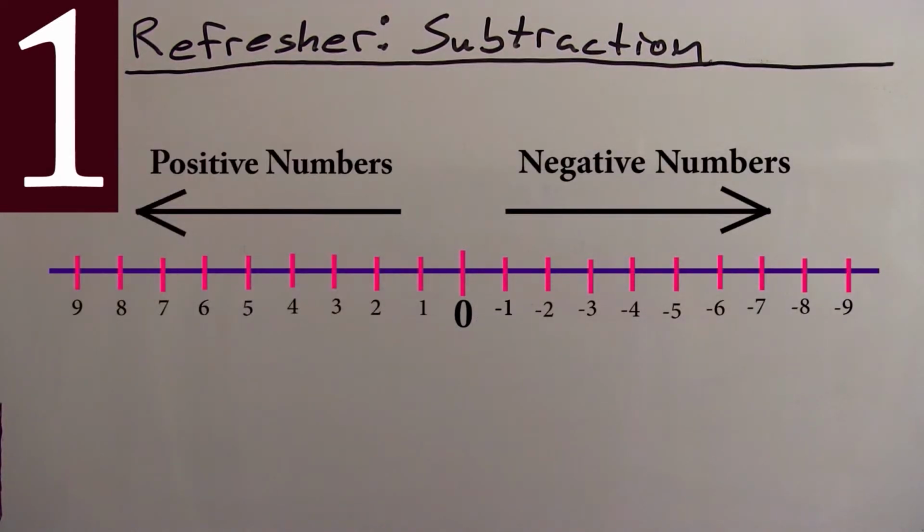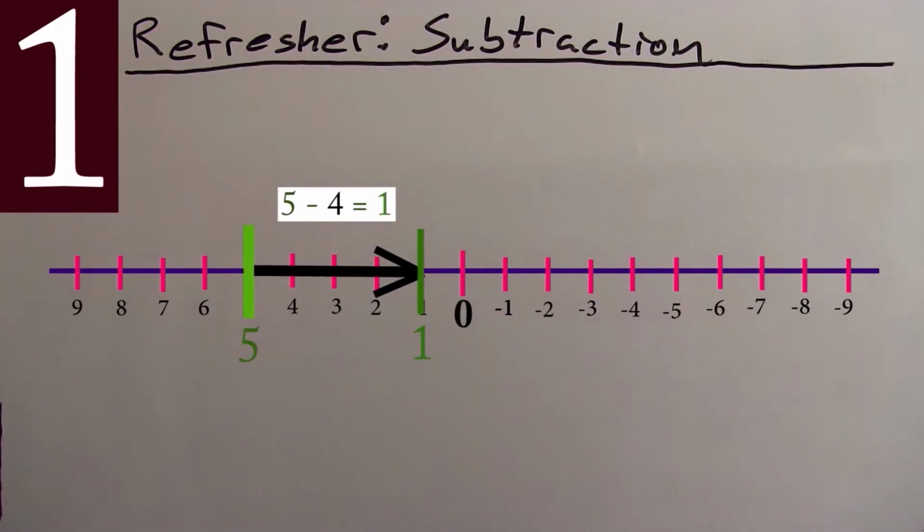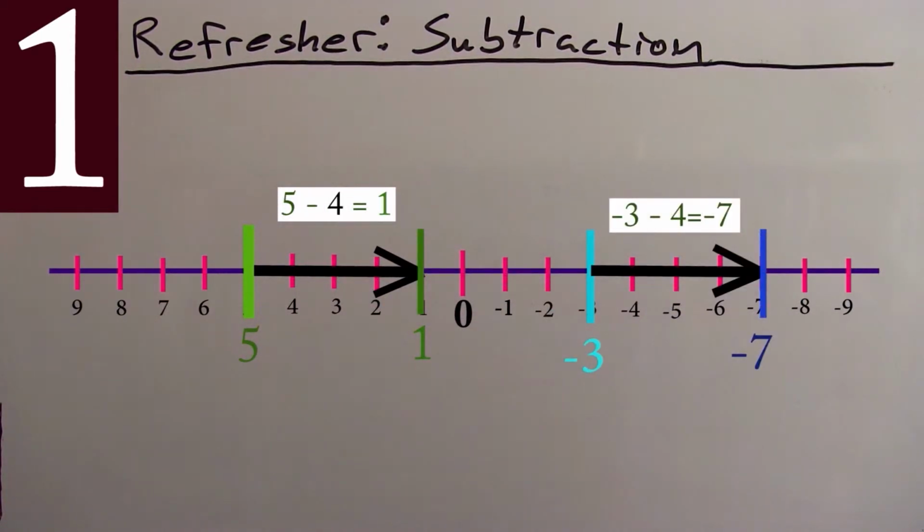Start by drawing your 0, then drawing negative numbers to the right of that and positive numbers to the left. By default, the direction of subtraction is to move to the right on the number line. So if we start at 5 and subtract 4, we'll wind up at 1. If we start at -3 and subtract 4, we'll wind up at -7. Now that we've had that reminder, let's move on.